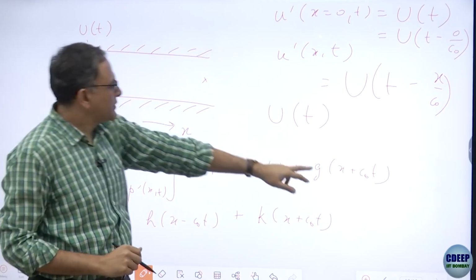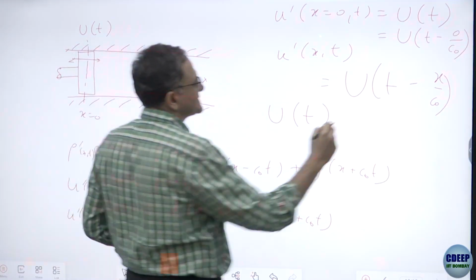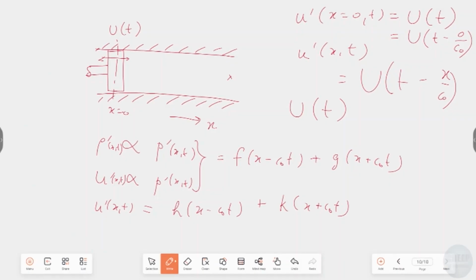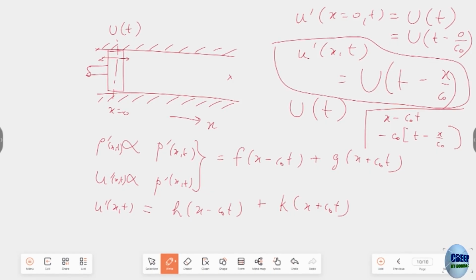and u prime I want to bring it in this form. So I recognize that this form is x minus c naught t. I can write that as minus c naught times t by c naught minus x by c naught, that is, t minus x by c naught. So instead of evaluating x minus c naught t, it is equivalent to evaluate this function. So at x equal to 0 my velocity fluctuation is of this form. That's why we can write this as a heuristically derived solution for the particle velocity, where we just replace the 0 with x, noting the similarities.